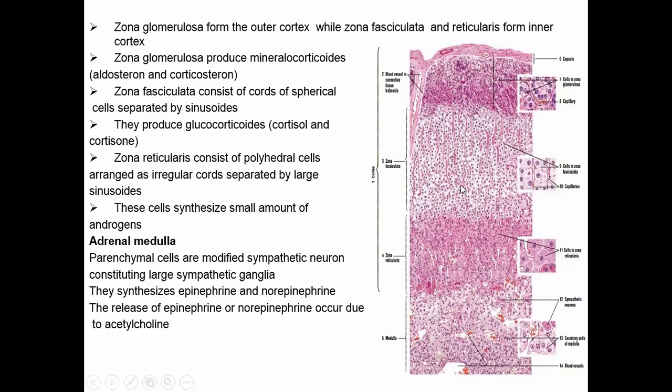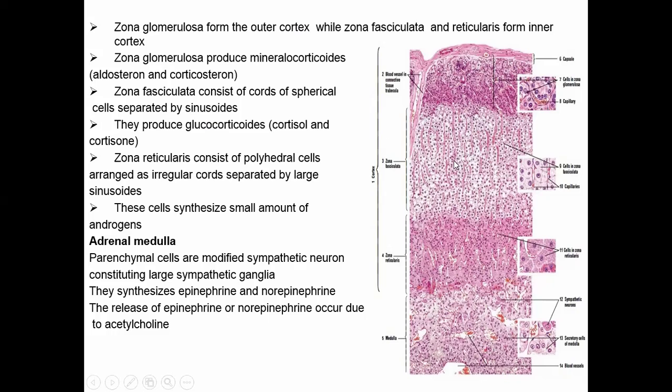reticularis. In this case, you can see the zona glomerulosa is responsible for the production of mineralocorticoids, which include aldosterone and corticosterone. These are specialized types of hormones performing various functions in the body. Aldosterone is responsible mostly for the maintenance of blood pressure, and plays a role in the renin-angiotensin-aldosterone system.